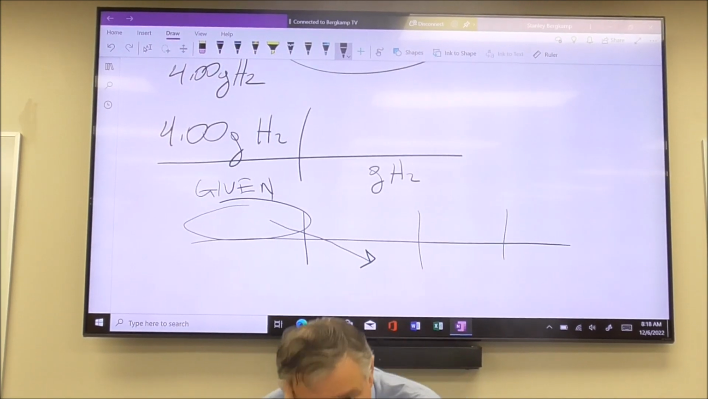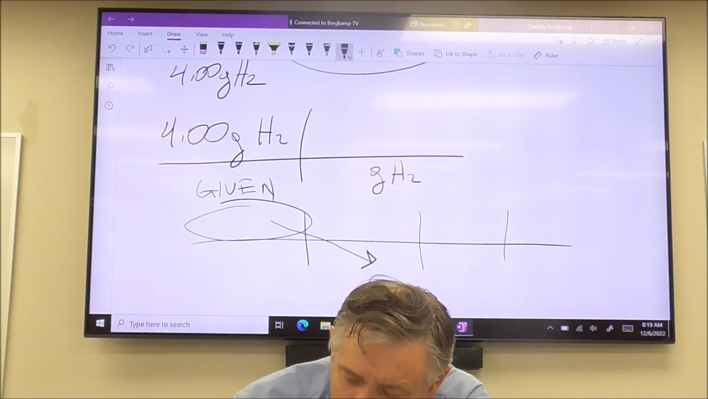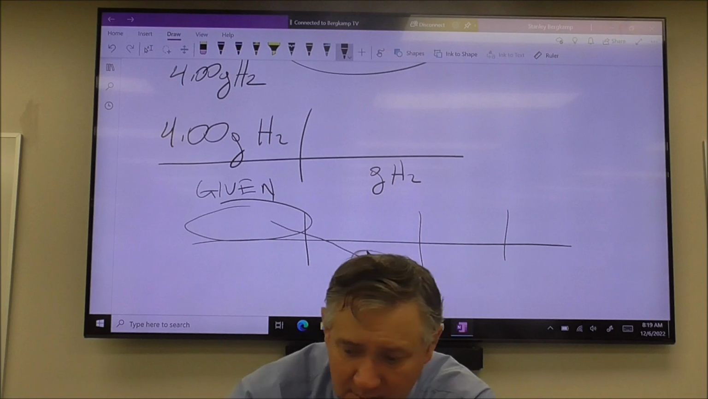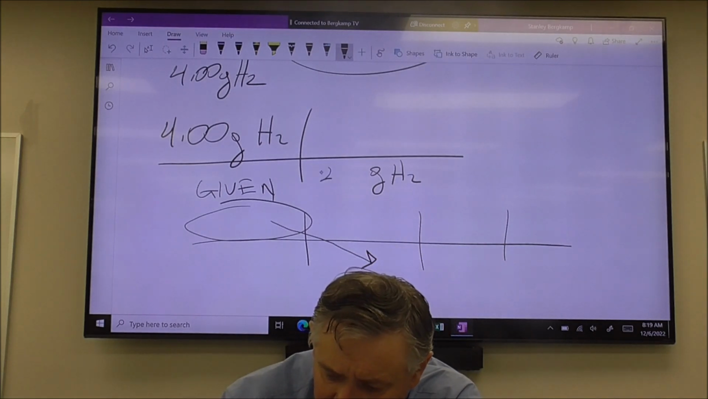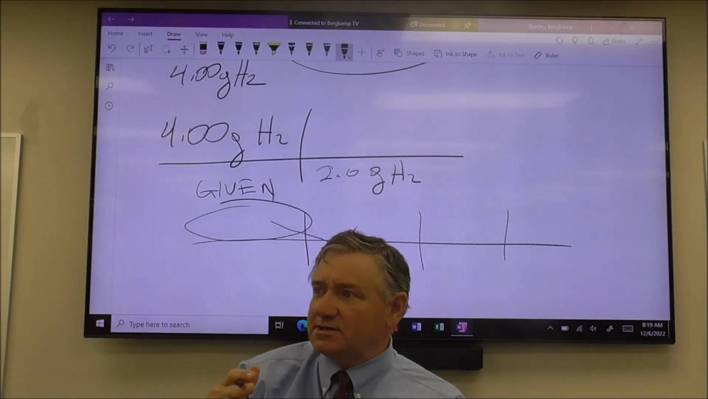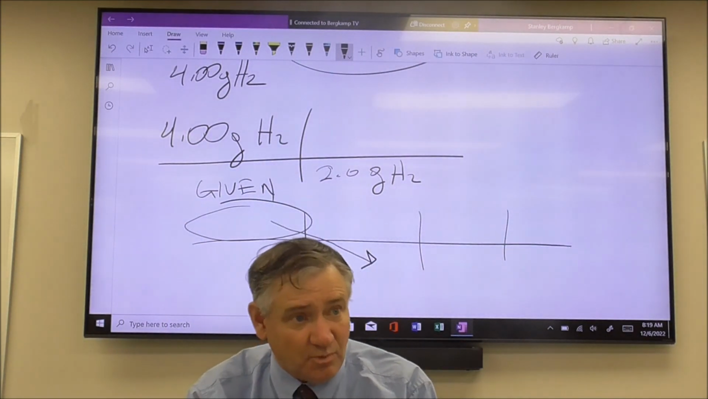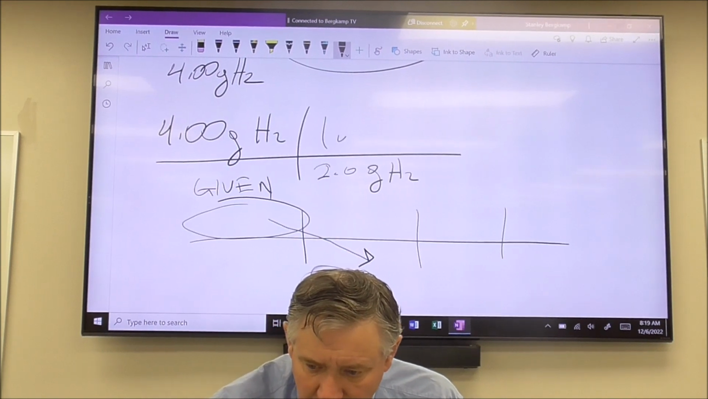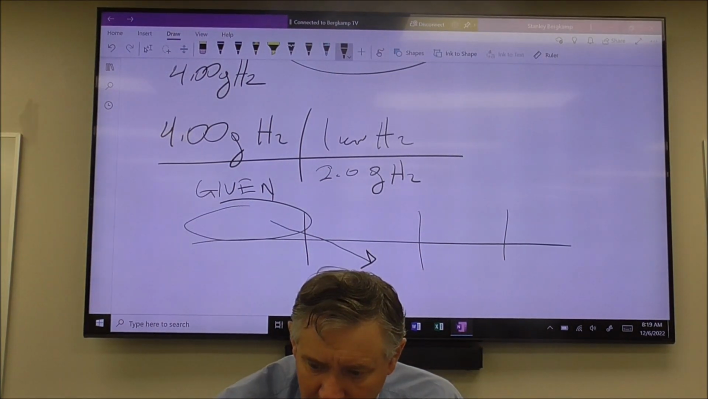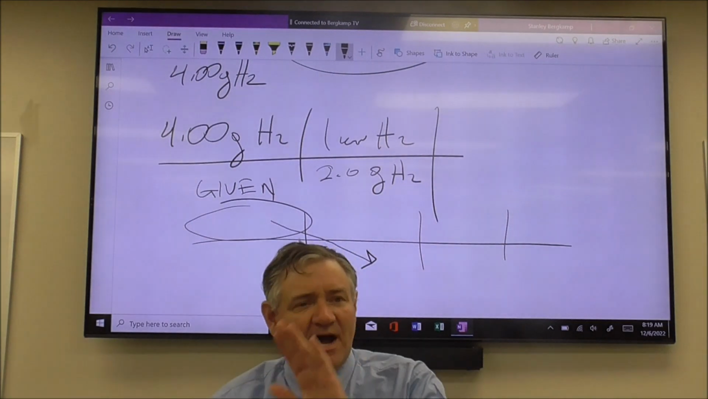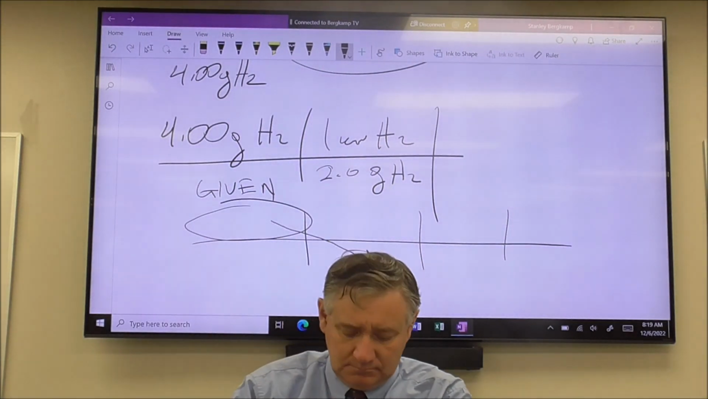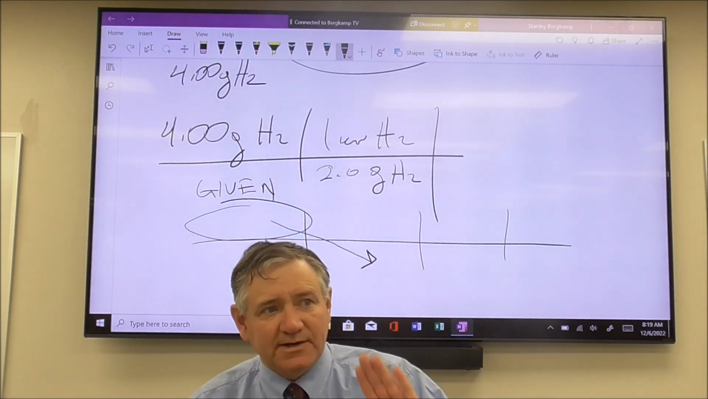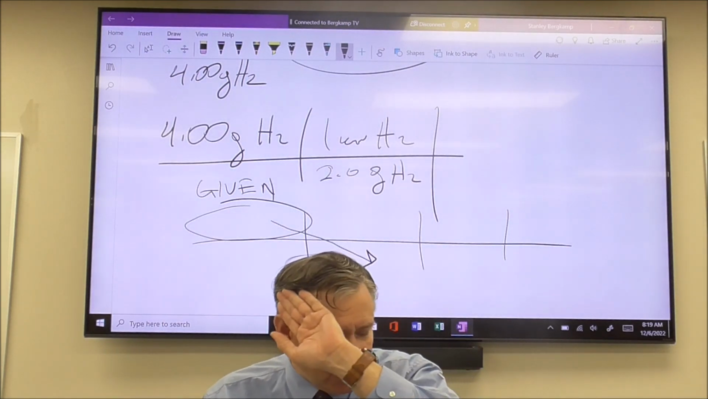Okay? So I need a conversion that involves moles, because that's what I've got to end up in. So I know if I look on my periodic table, because hydrogen is diatomic and the relative atomic mass of hydrogen is 1, if I have 2 of them, oh, that's 2 grams. And that's going to be 1 mole of hydrogen. Now, if I stop right now, if I don't do any other conversions, I stop right here, right now. It's like I'm done. Can't do it anymore.